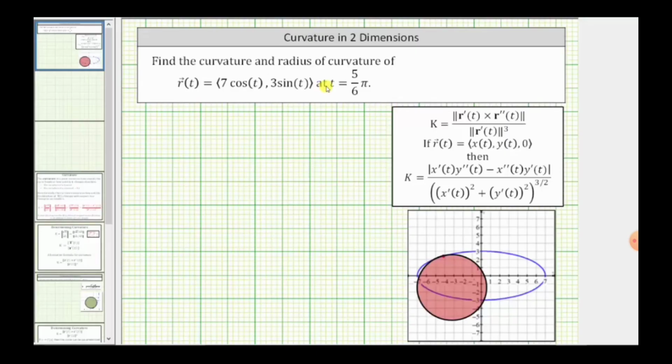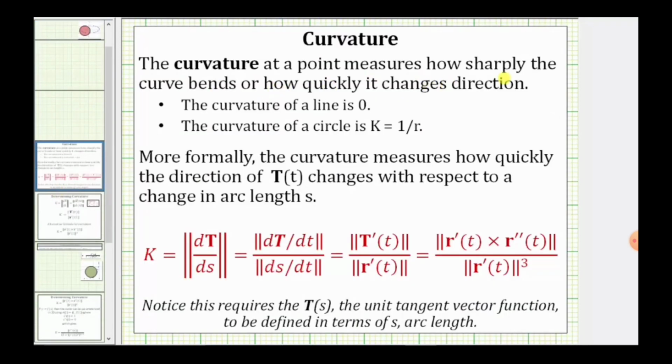Find the curvature and radius of curvature of the vector function at t equals 5 pi over 6. The graph of r of t is shown below in blue. The graph is an ellipse in the xy plane. Let's review curvature and radius of curvature. The curvature at a point measures how sharply the curve bends or how quickly it changes direction. The curvature of a line is 0. The curvature of a circle is equal to the reciprocal of the radius.